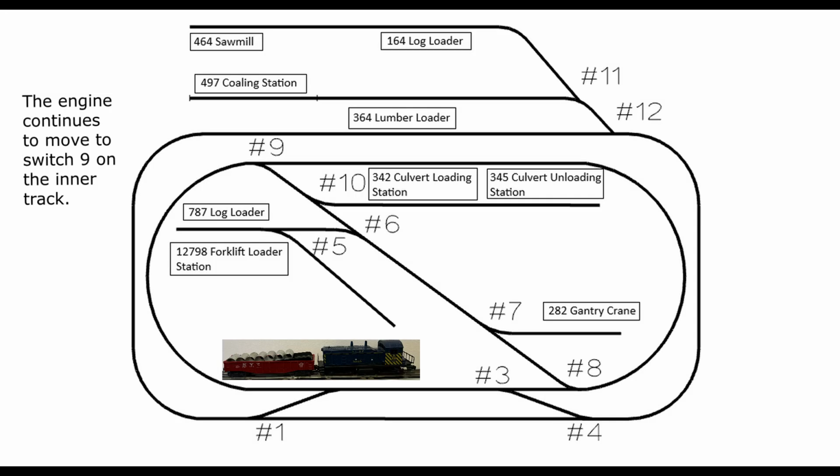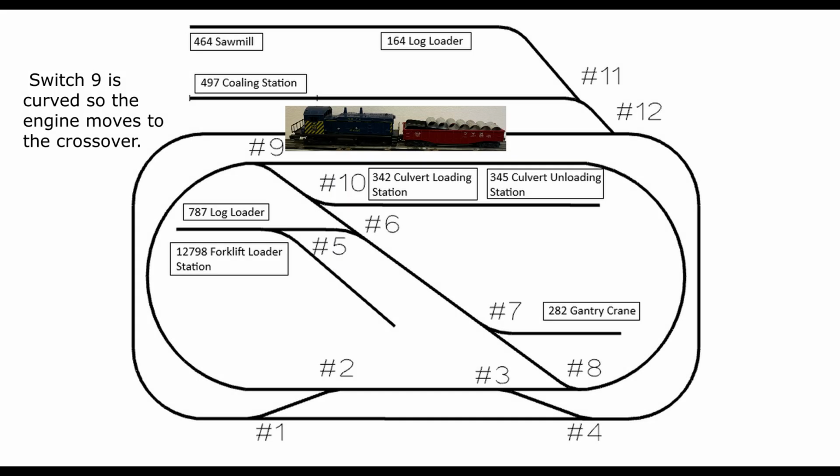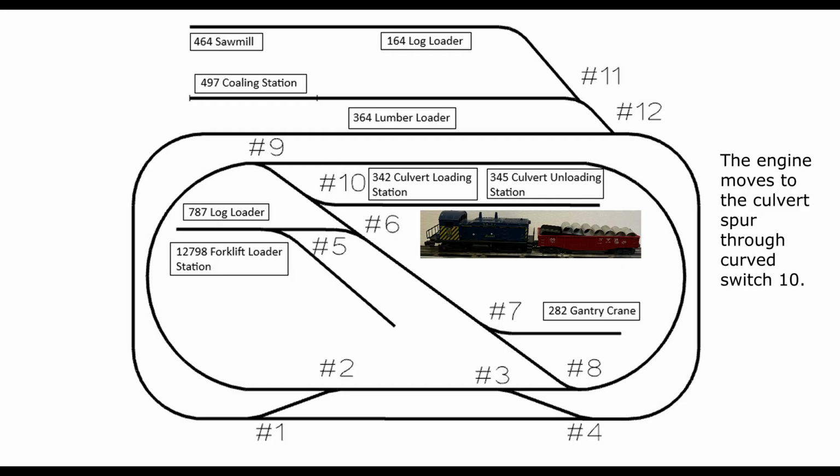The engine now moves to the inner track. Once on the inner track, the engine travels through switch 2 towards switch 9. Switch 9 is curved, so the engine moves into the crossover. Switch 10 is curved, so the engine now moves onto the Culvert loading and unloading spur where it stops. The Culvert car will be positioned so that the unloader can access the culverts.